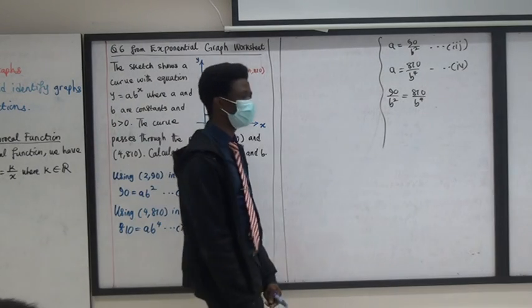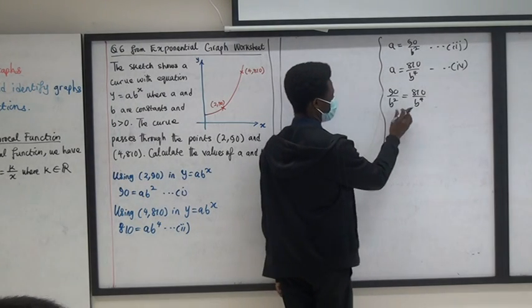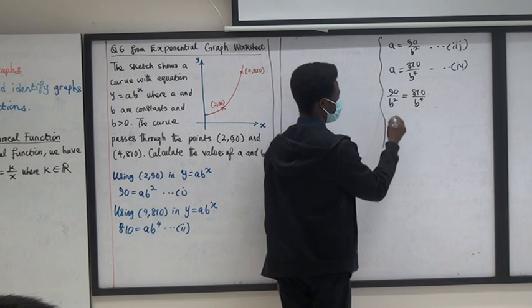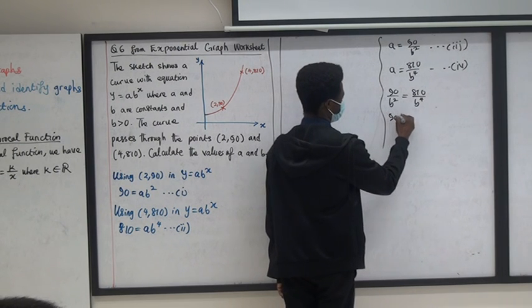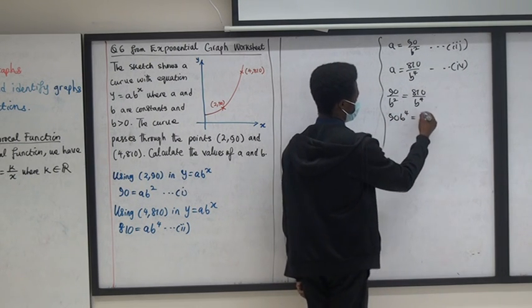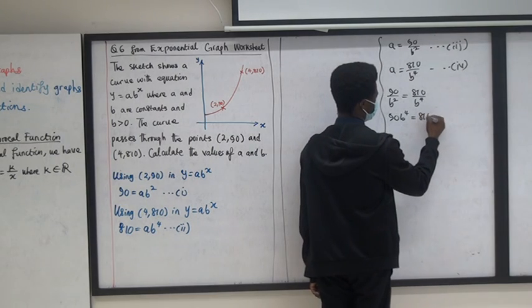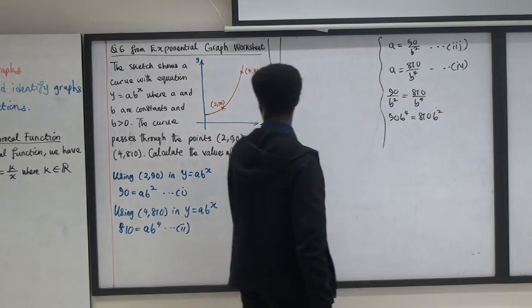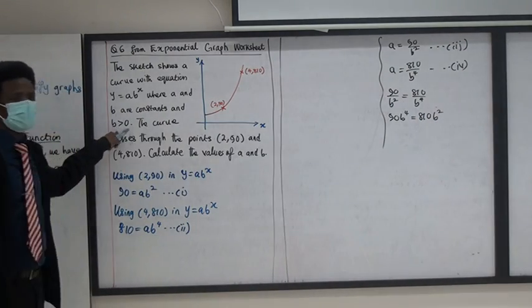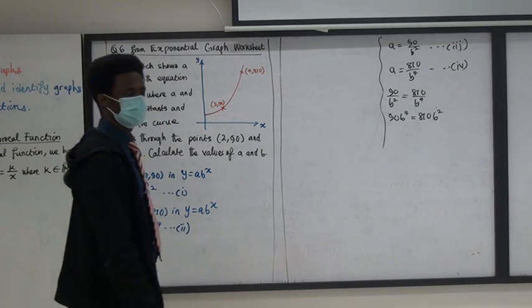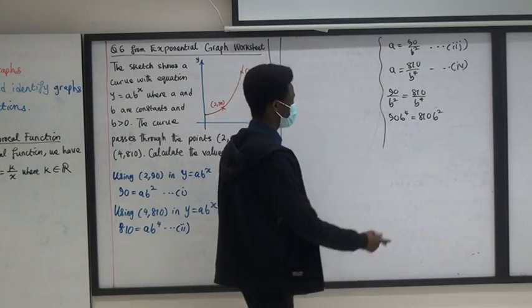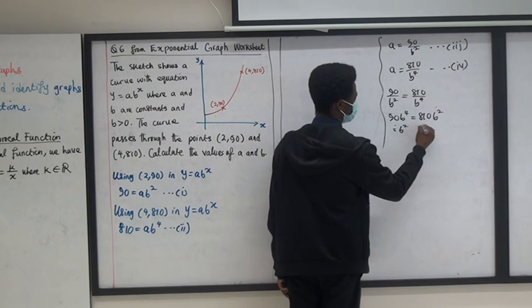Cross tangent. This is a way out. So with this, we can cross multiply. 90 b to the power 4 equals 810 b squared. The instructions say b is greater than 0, so b cannot be 0. So I can divide by b squared.